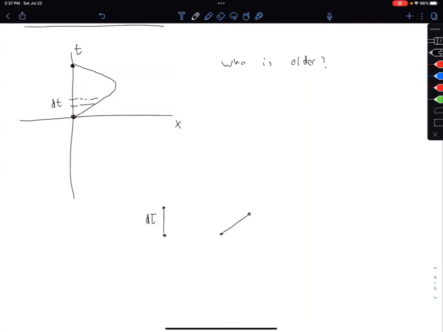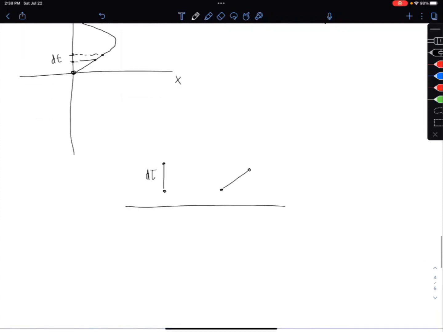So what are these? These are different events, right? Because this event and this event, versus this event and this event, and I just want to compare their proper time. Okay, so we know that in general, for any proper time elapsed between some pair of events, dτ² is dt² minus dx².